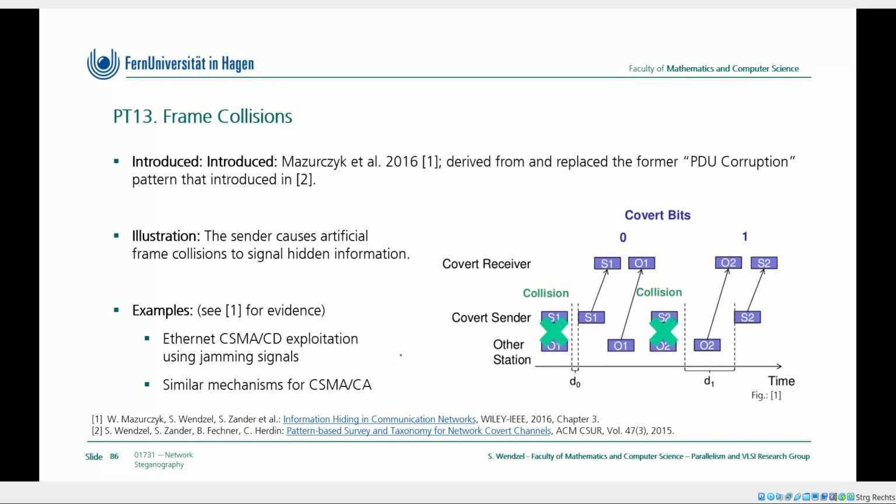Then there are frame collisions. So this is also forked, as mentioned. There is a second pattern forked from the original PDU corruption pattern, and that's the frame collisions pattern. And so the idea is you cause artificial frame collisions in a network with multiple access and medium access control, and the capability to detect collision. So as you can see here, sometimes we have a collision, and in other cases we don't have a collision, and this allows us to indicate hidden bits. Of course, you can do this in the typical environments like carrier sense multiple access with collision detection, exploitation using jamming signals or similar mechanisms for collision avoidance networks.